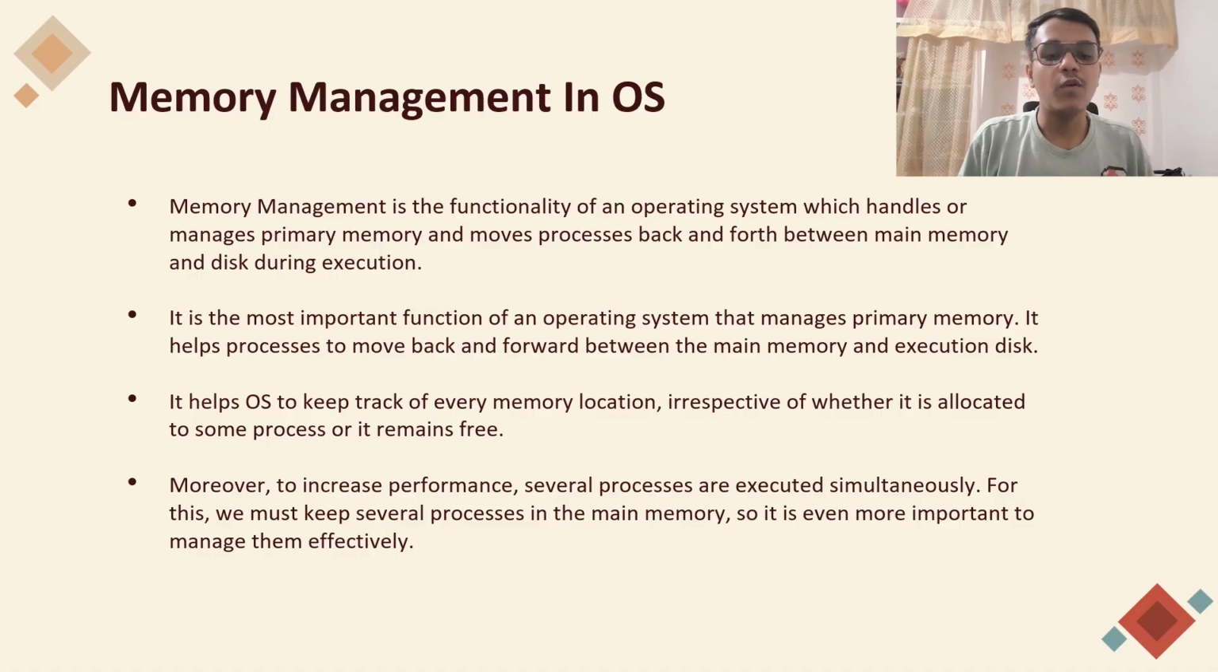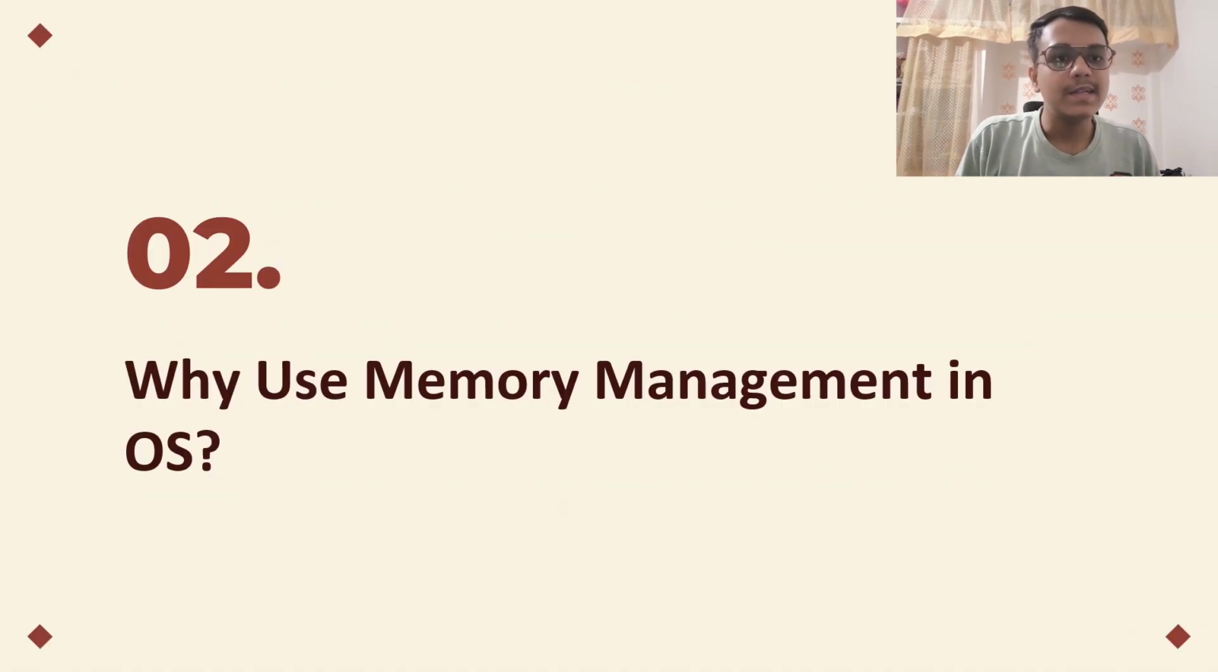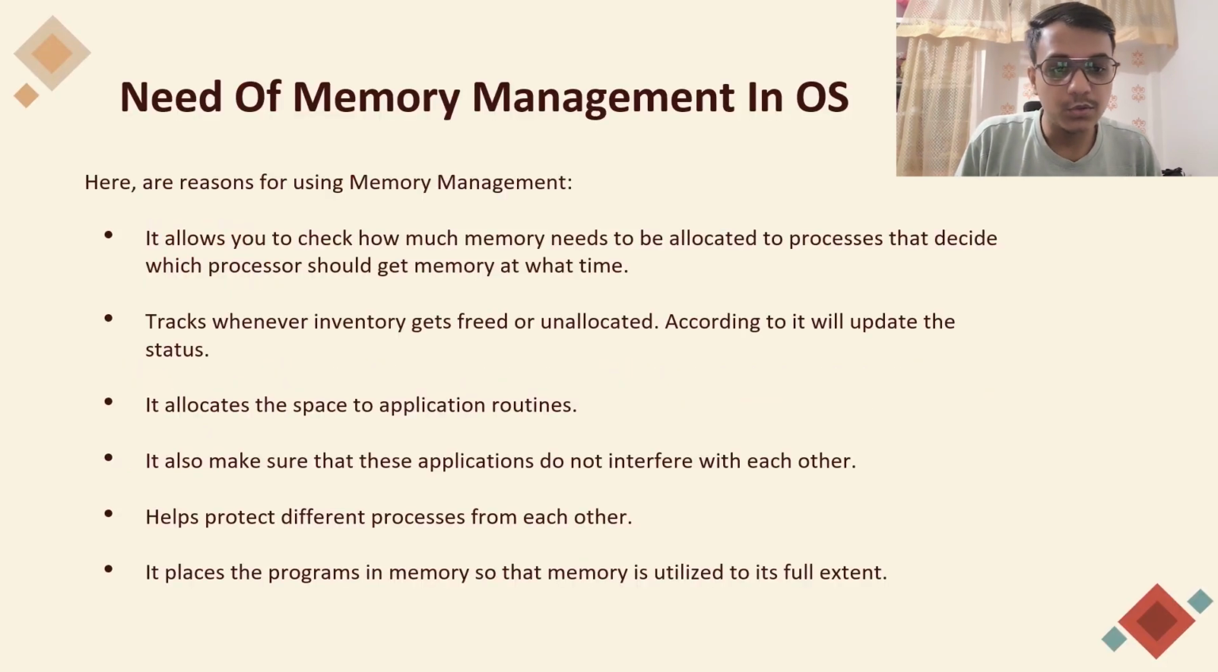Now that we know what it is, let's look at why it is so important. There are several key reasons for using memory management. It decides how much memory to give to each process. It keeps track of free and allocated memory. It ensures that applications don't interfere with one another. It protects data and supports efficient multitasking. And it makes sure memory is used to its fullest without wasting space. All of this contributes to better performance and system stability for the user's benefit.